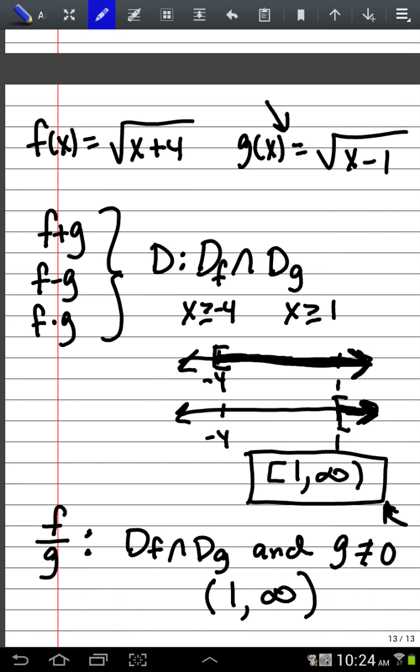The other one that you're going to do is just like that. Now, I'm not going to go on to composition today. We're just going to put that off till tomorrow.